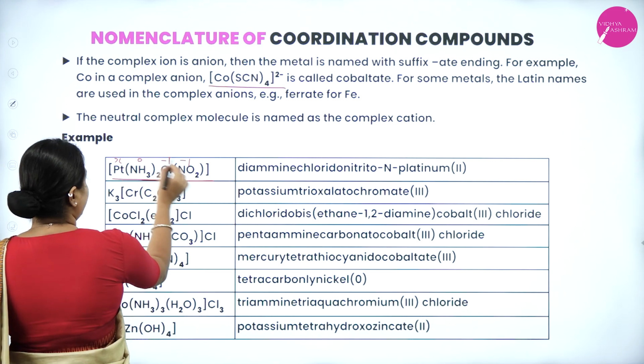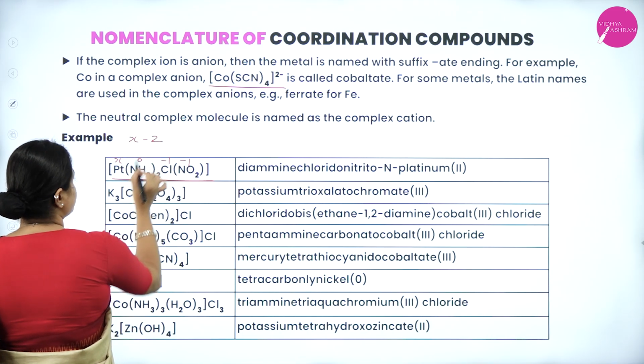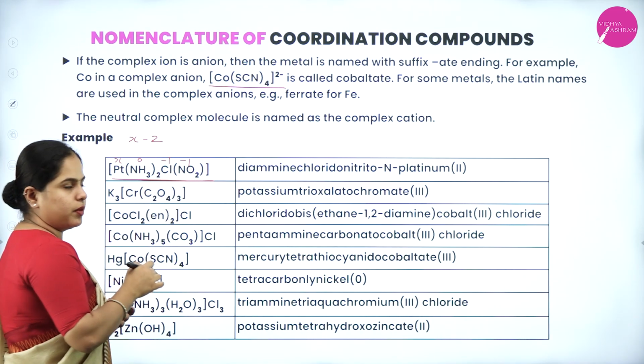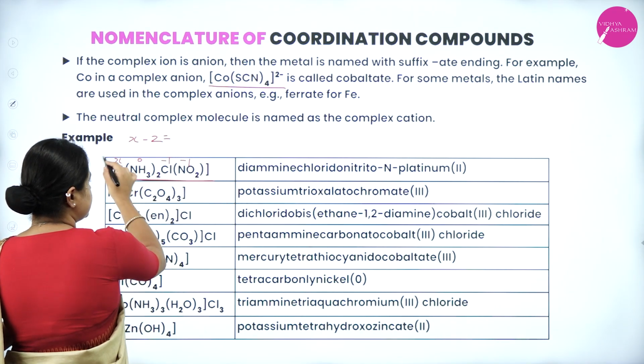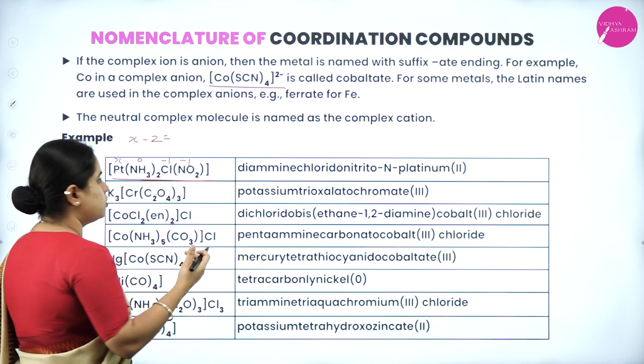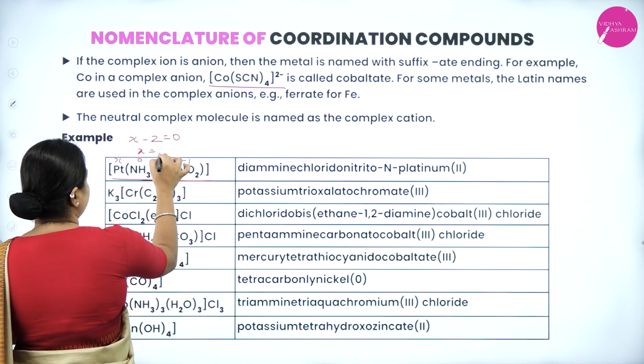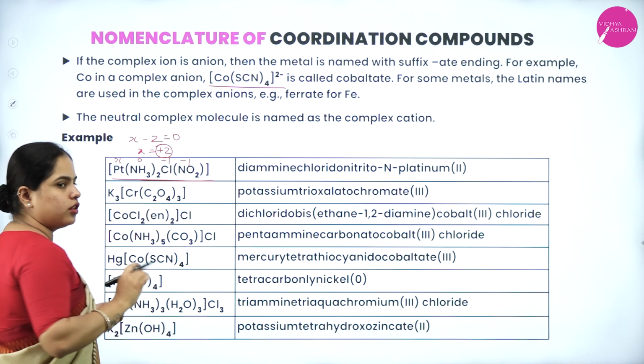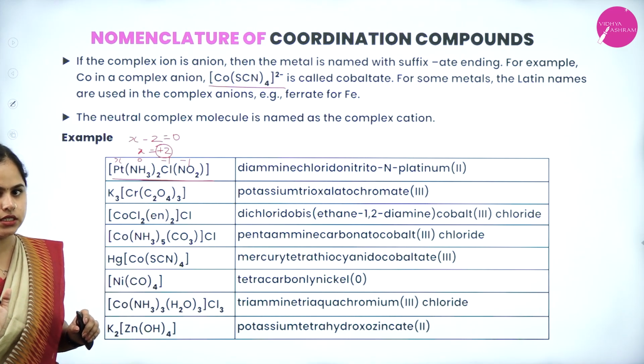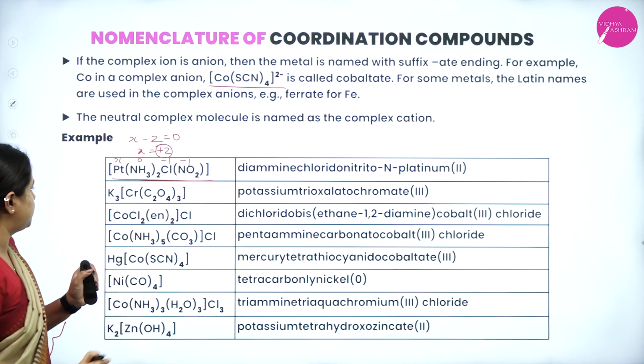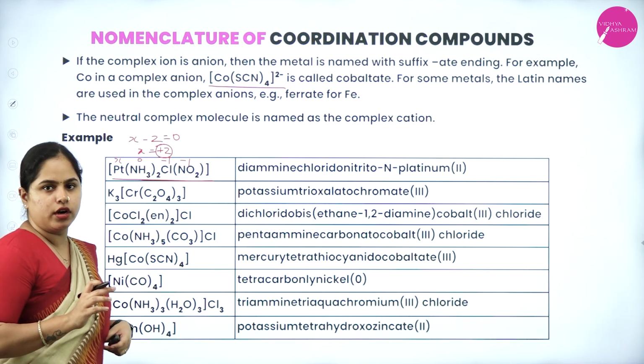Okay, so together if we count, it is X - 2, right? -1 plus -1, that is -2, will be equal to... this is a neutral coordination compound, there is no charge, so it will be 0. So X will be equal to +2. So we calculated the oxidation number, which we are going to represent as the Roman numerals. So let that be. Now let's start naming the coordination compound.